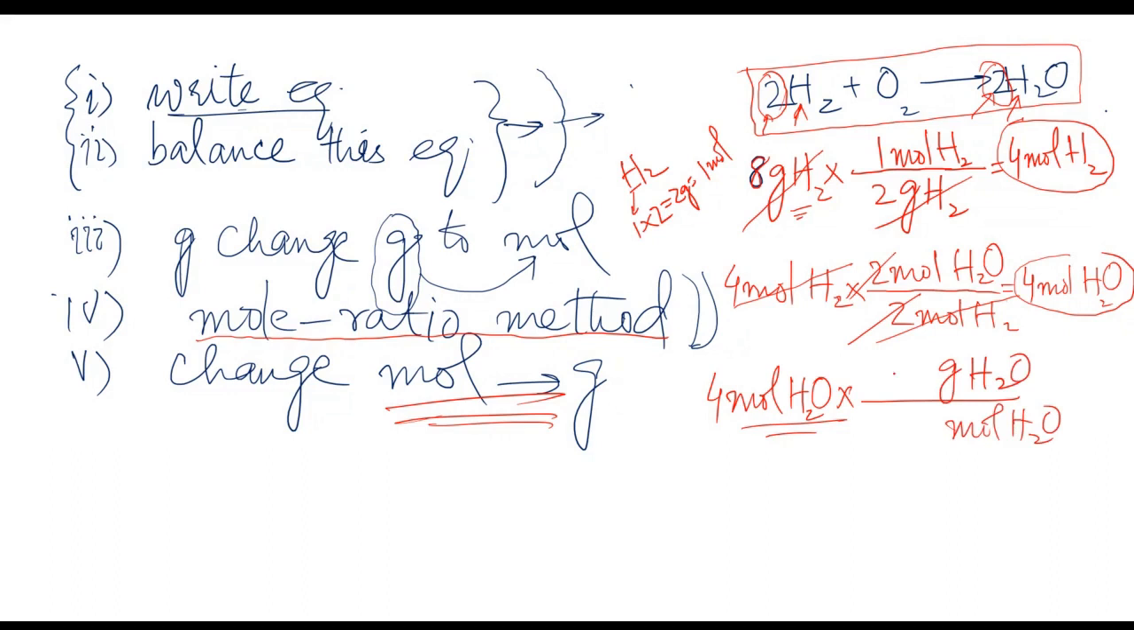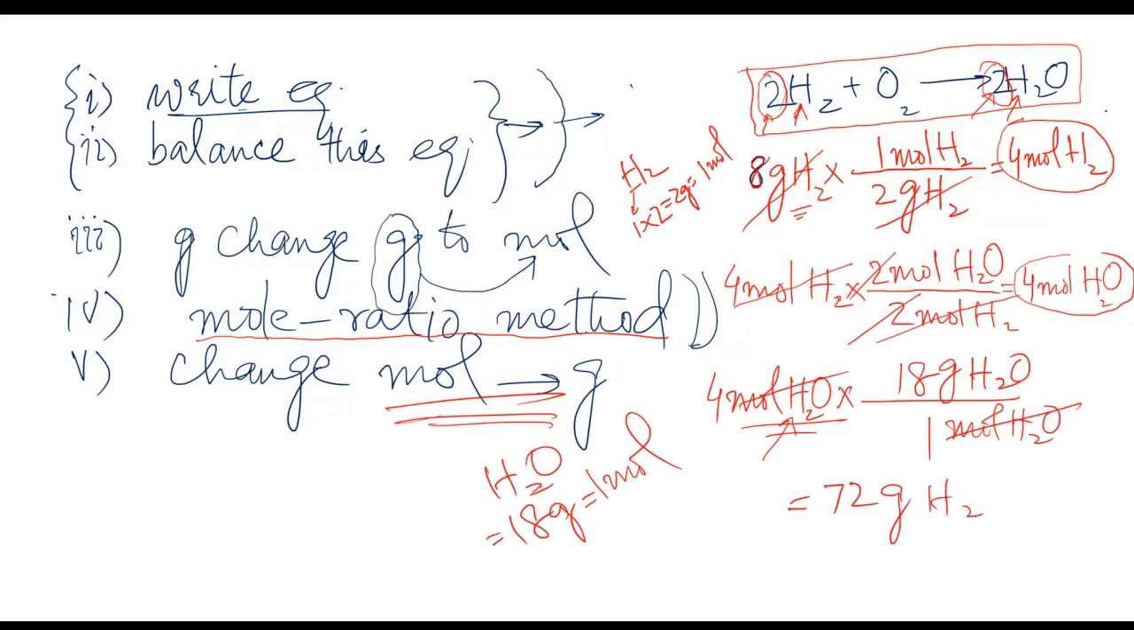Now when you change mole to gram or gram to mole, you will calculate molar mass. So what is the molar mass of water? 18 gram is equal to 1 mole. So 1 with mole and 18 with gram. Mole of H2O cancel. 18 fours are 72 gram of water. Yes, boys, this is the answer. Good. Now you see, from 8 gram of hydrogen, we can prepare 72 grams of water.